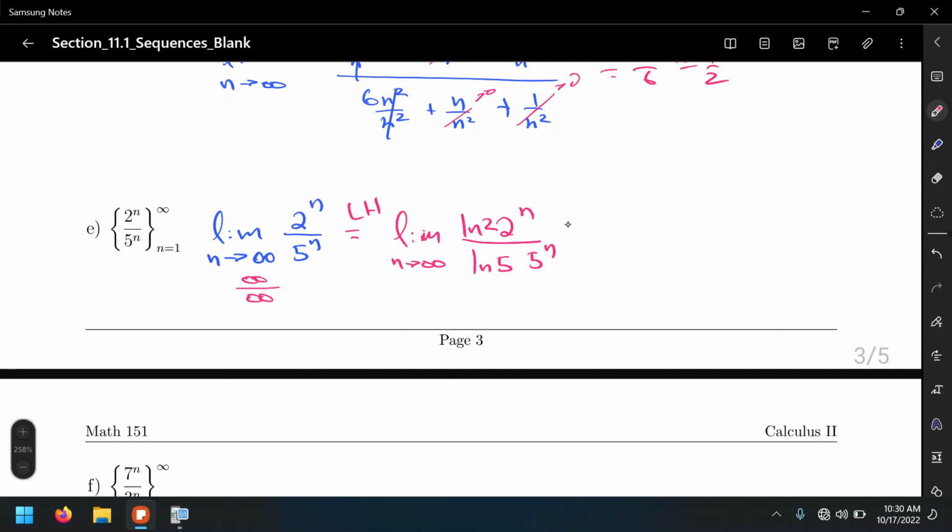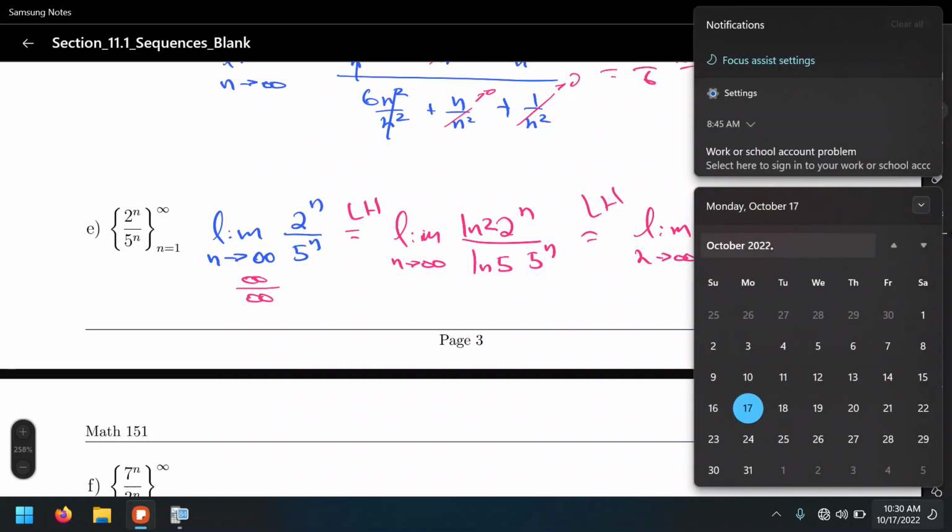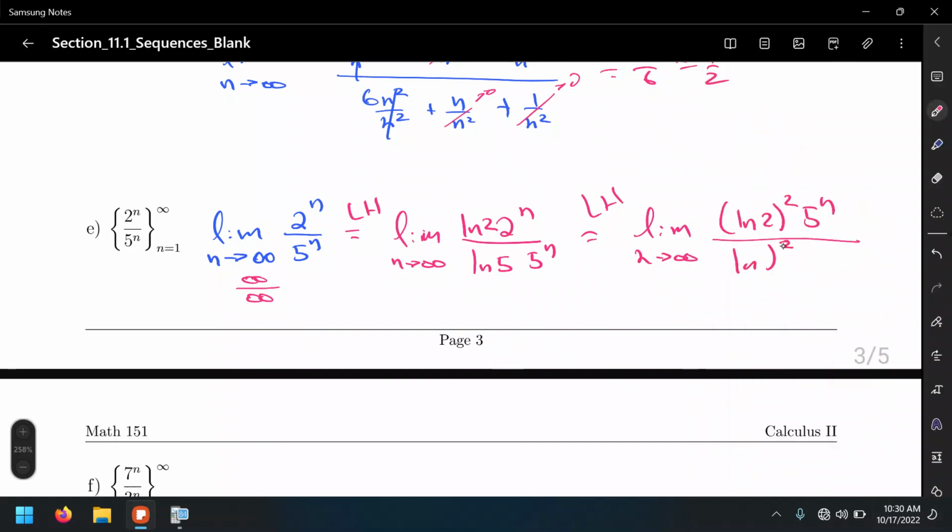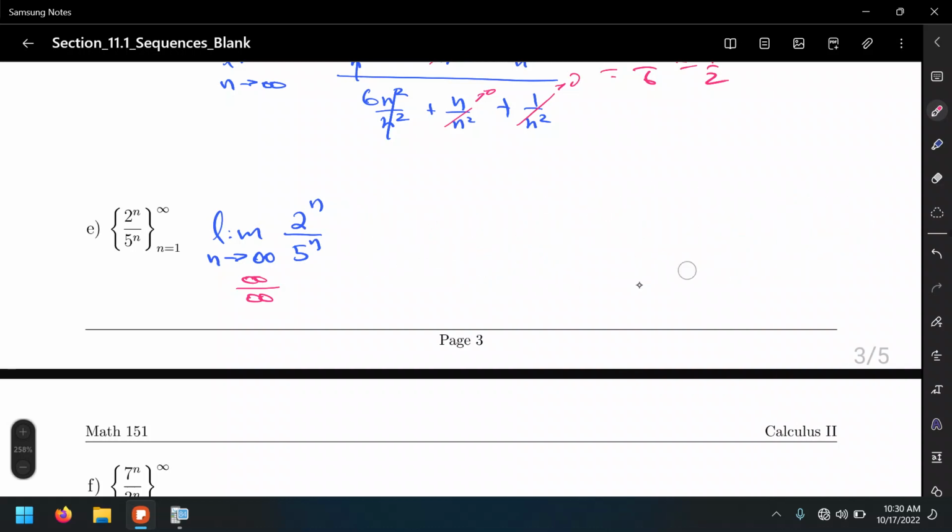So if we do L'Hopital's rule again, all you're going to get is the limit as n approaches infinity of ln of 2 squared times 2 to the n over ln of 5 squared times 5 to the n. And then if you do it a third time, you will just be increasing that power of ln of 2 and ln of 5. So we won't be able to simplify this using L'Hopital's rule. So let me get rid of all this garbage here, because we're not going to use it. There has to be another way to simplify this.